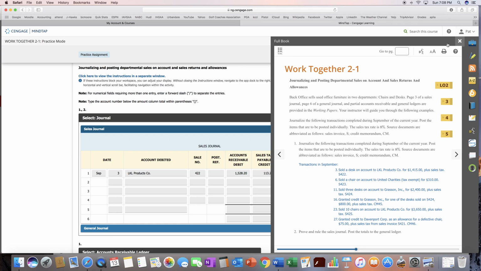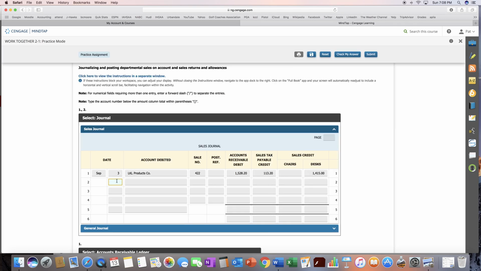Next one's on the 6th. On the 6th, we sold a chair on account to United Charities. It's tax exempt. It even tells us that. So we'll do 6 there. United Charities, it pops up. It is sales slip 423. We don't have a tax for this, and it's a chair. Charities, schools, and churches are going to be tax exempt. That's why this is an easy one where we don't have to figure out any sales tax. Make sure you put it in the correct department.